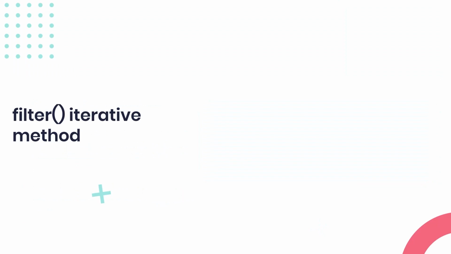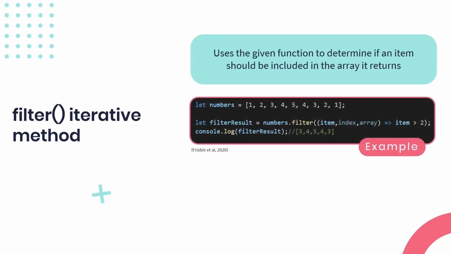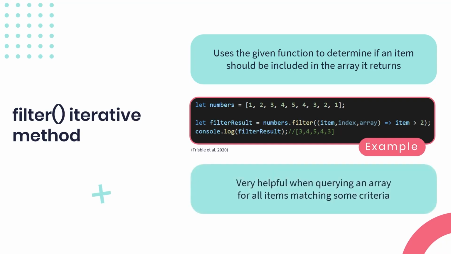The next iterative method is filter, which uses the given function to determine if an item should be included in the array that it returns. For example, to return an array of all the numbers greater than 2, the following code can be used. Here, an array containing the values 3, 4, 5, 4, and 3 is created and returned by the call to filter, because the passed-in function returns true for each of those items. This method is very helpful when querying an array for all items matching some criteria.